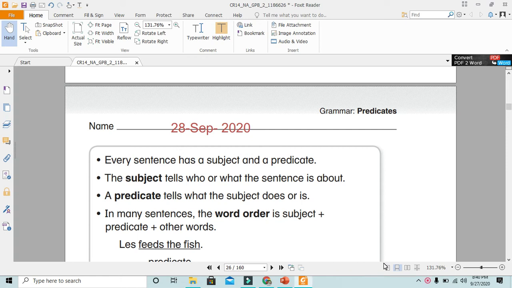How are you doing today? Today is Monday, 28th of September 2020. We have a grammar class. So take out your grammar books and open them on page 16.